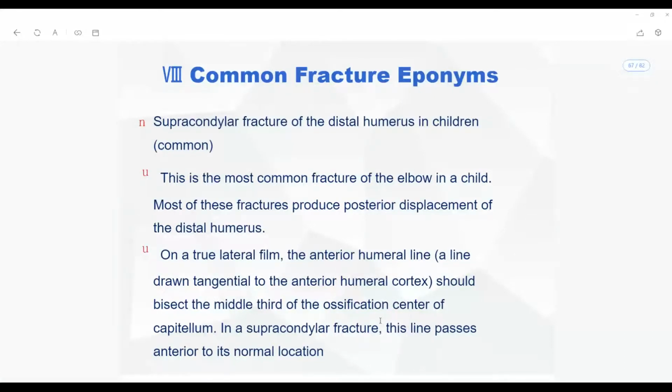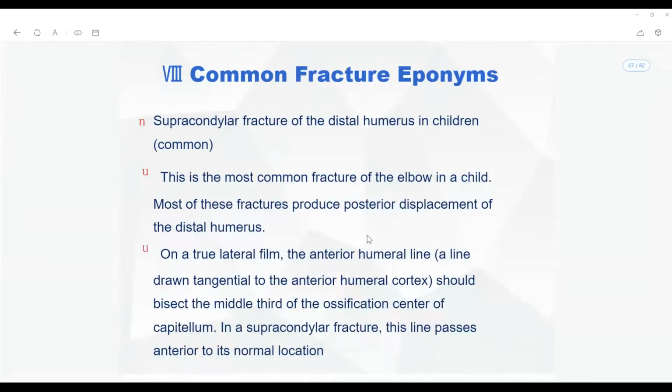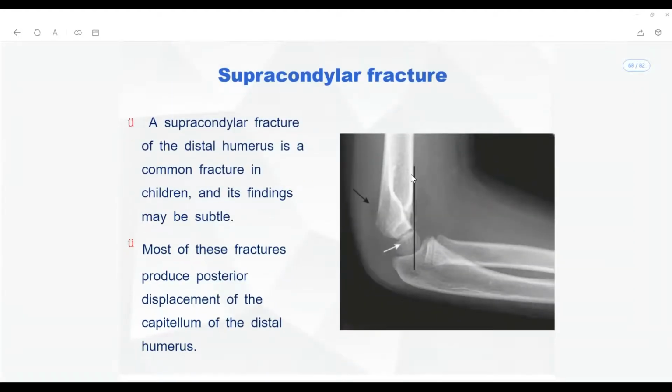Okay, and you should understand that the ossification center of the capitellum will be fractured here, where there is a humeral fracture line that is present along the middle third of the ossification center of the capitellum. So that is where the fracture line is present. So this line actually passes anterior to its normal location. When you look at the picture, you can understand. You see here, this is the supracondylar fracture of the humerus, where you can see this is the capitellum. So this one is the fracture, which will be posteriorly displaced.